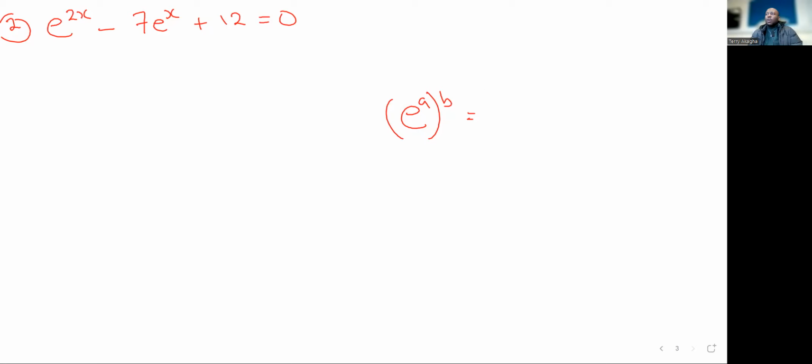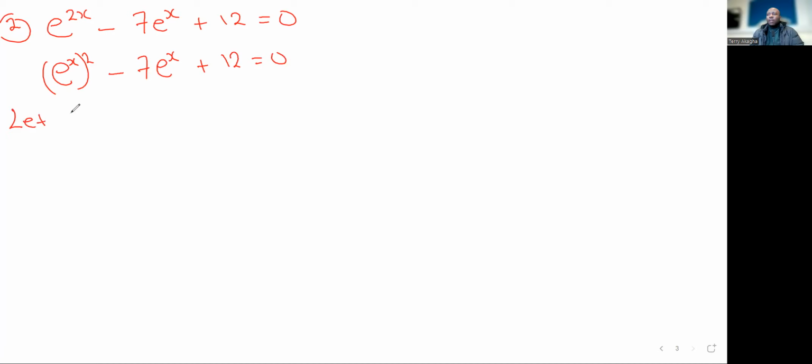So we have e^(2x). I can rewrite this as (e^x)^2. Are you seeing it? Because I want it to be exactly the same as this. So minus 7e^x plus 12. So that I should not be confused, I'm going to pick a letter to represent this. Let e^x be equal to m, so that it will be easy for me to see. So all this is going to become m squared minus 7m plus 12.